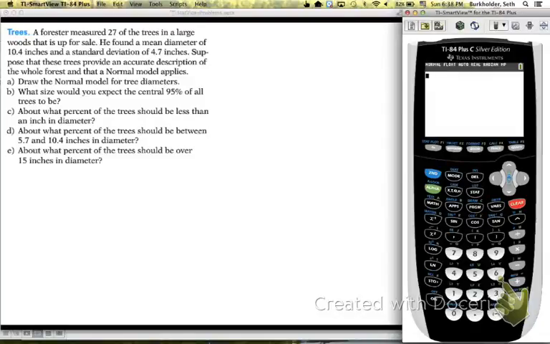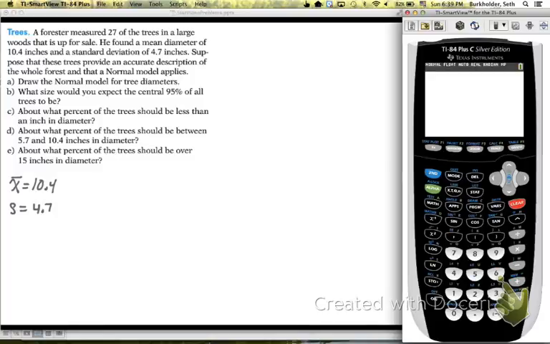Okay, so we're going to take a look at a problem here where we're trying to use the normal model to compute the probabilities or percentages of trees that fall into certain categories in the forest. To start off, we're told that the average tree diameter in this particular forest is, let's read carefully here, 10.4 inches. So x bar equals 10.4. Standard deviation for these tree diameters is 4.7 inches.